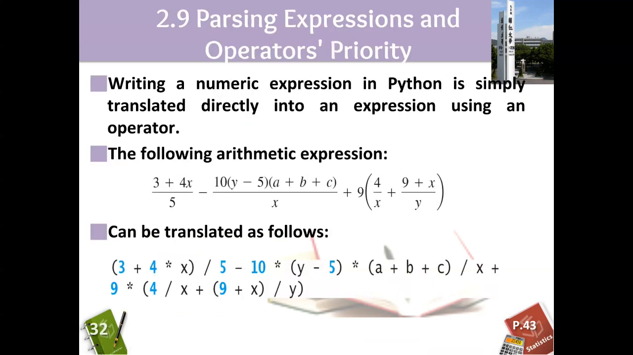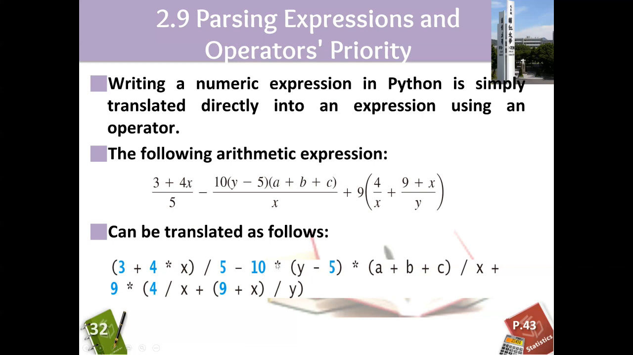In this part, we talk about parsing the expression and operator priority. We know that when you do the math, the arithmetic expression looks just like this, but actually it will be written like this: 3 plus 4 multiplied by x. Then you have to use the parentheses first, and division by 5. That is the first part, right? And the second part has a minus here.